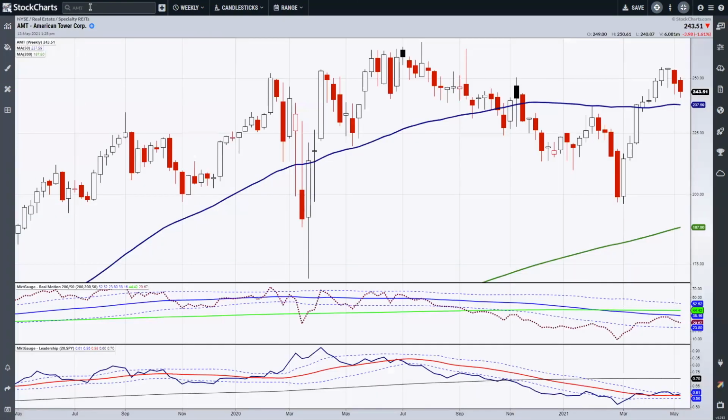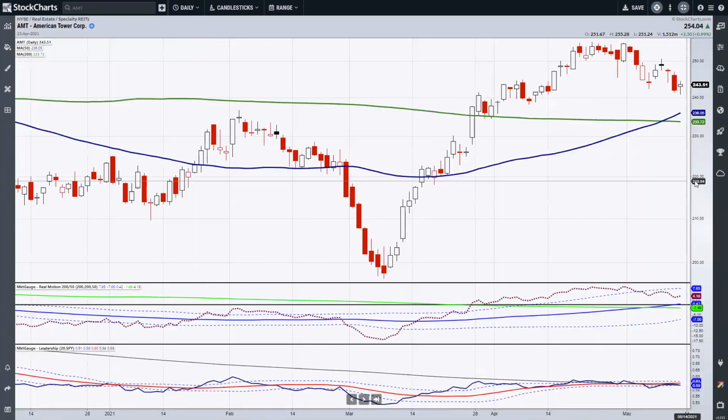Nobody's really yet given up on the idea of an infrastructure package. This is American Tower. They're big on 5G. And as such, now we're looking here at the weekly moving average. For the rest of these, I am going to switch to the daily chart. But what's interesting about this is you can see it's over the 50-week, and that's a pretty good sign. But let's go to the daily now so that we can talk more actionable, more shorter term.